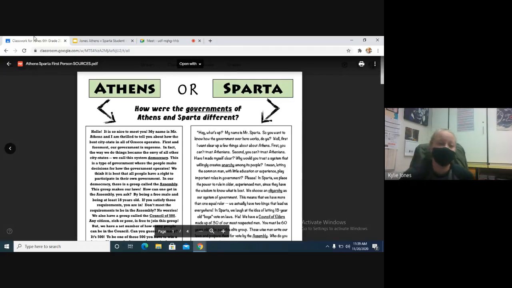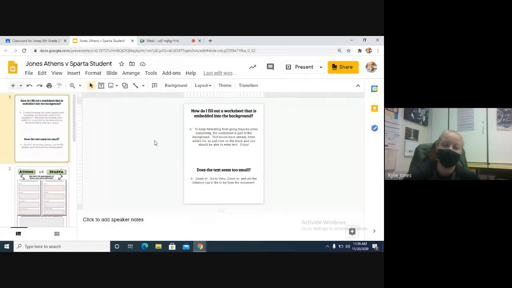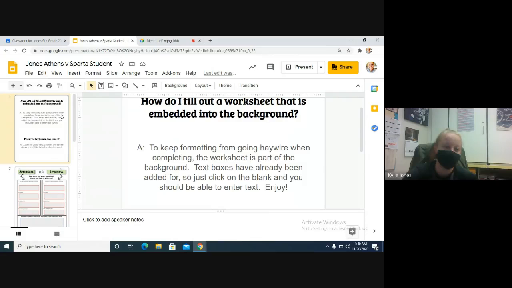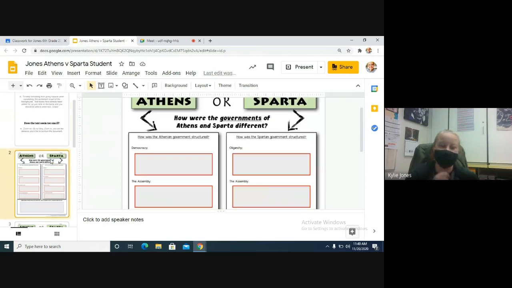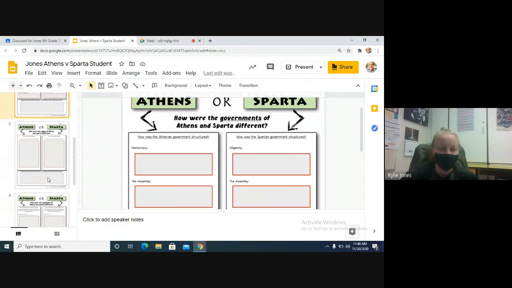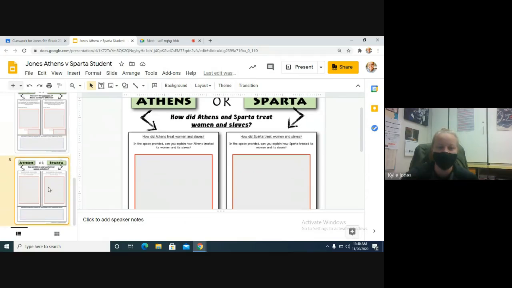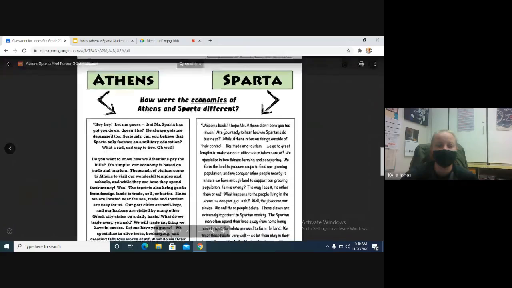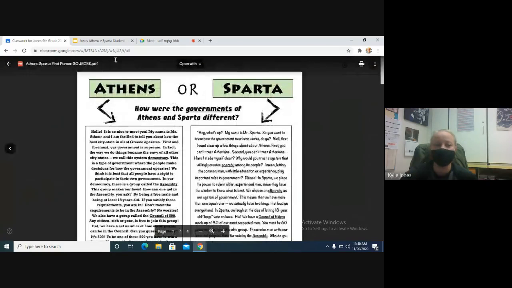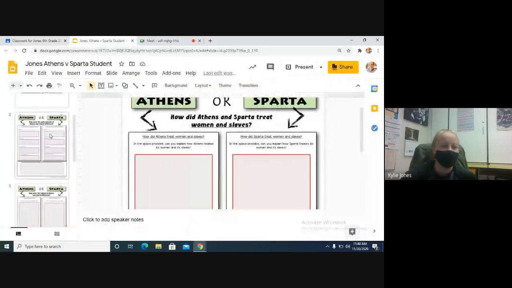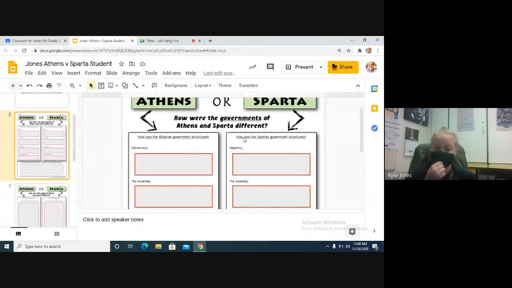Okay, so we have 2 things up, our Athens versus Sparta Google Slides and the PDF. I'm going to zoom in on our Google Slides so that it's better. 150 seems to be good. And we'll start on slide number 2. These ones, as far as I know, go in order: government, values, economics, and women and slaves. They don't go in a weird order this time. So we're going to start with slide number 2.